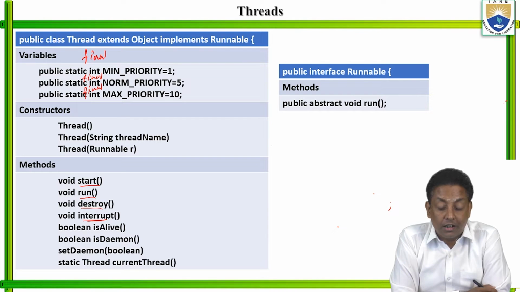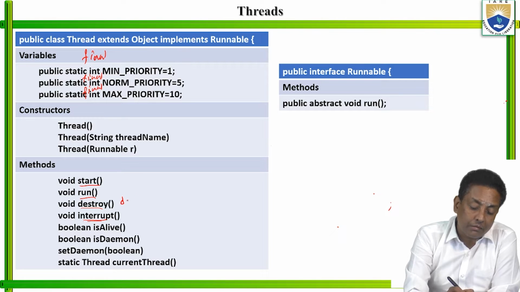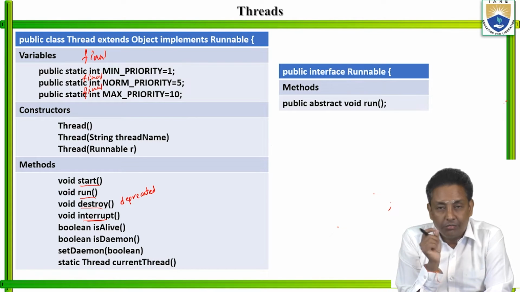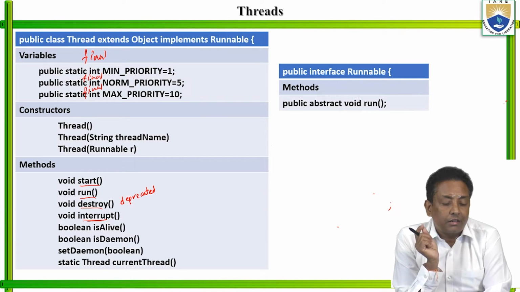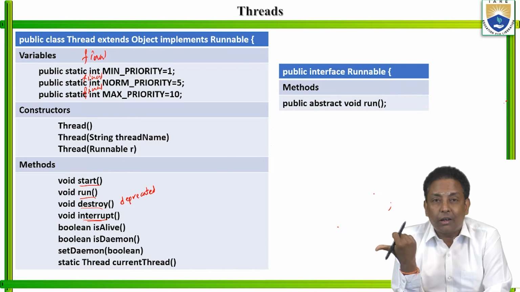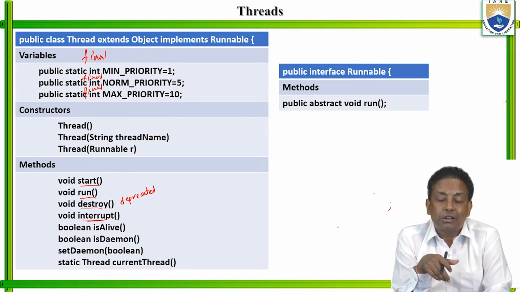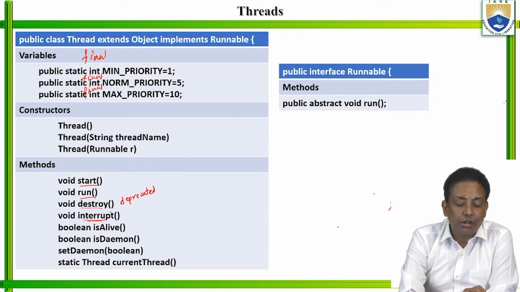Thread dot start, thread dot destroy, thread dot run. Thread dot destroy is a deprecated method. So if you use thread object dot destroy method anywhere, we'll get a compilation warning, not a runtime error, saying that the destroy method of the thread class is deprecated. Please use an alternative method. Please refer to the API documentation for the alternative method. If you read the API documentation, the alternative method for destroy is given as interrupt. So you can use the interrupt method.